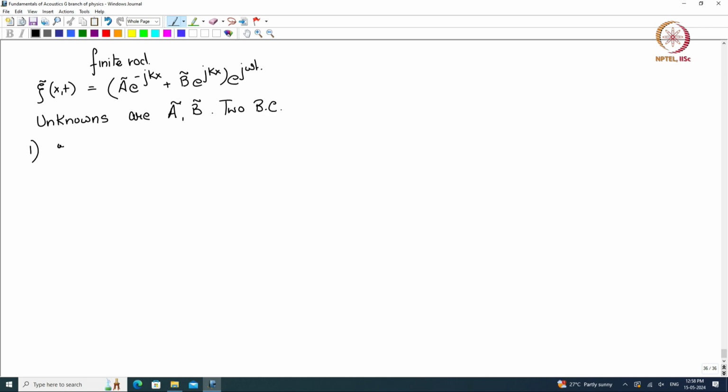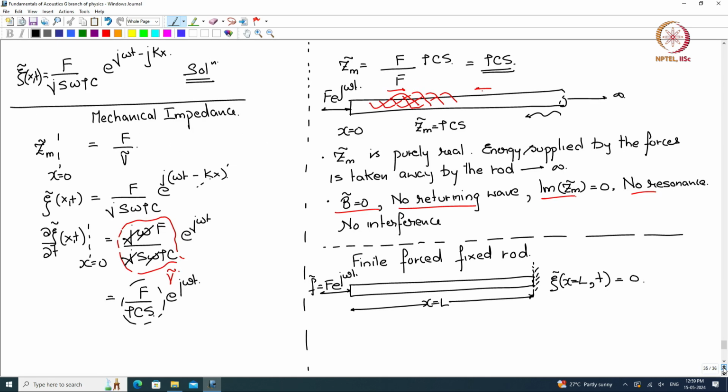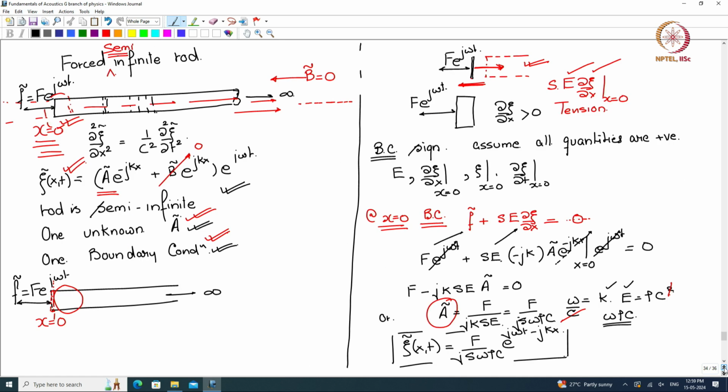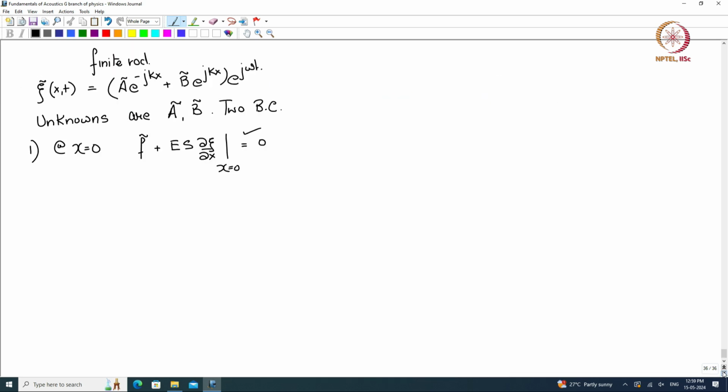So the first one at x equal to 0 is the same as before, F̃ plus ES ∂ξ/∂x at x equal to 0 is equal to 0. Okay, we have seen this before just in the previous case, the same condition here. And the other is at x equal to L, my ξ at x equal to L for all time is 0. Okay, so let's do the second one first.